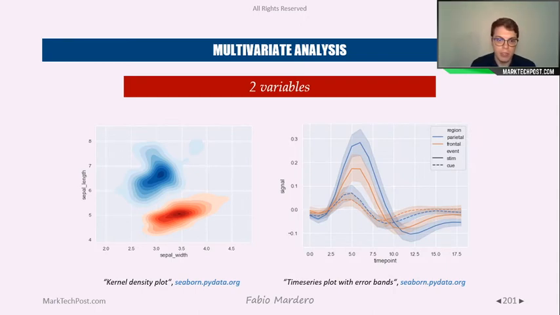We plot two variables. The first, on the left side, you can see a kernel density distribution of a multivariate variable. We have the sepal length and the sepal width, and we get these two kernels, two distributions. All right, that's fair. And in here we have the signal and the time. These are two variables, the signal that varies with time.